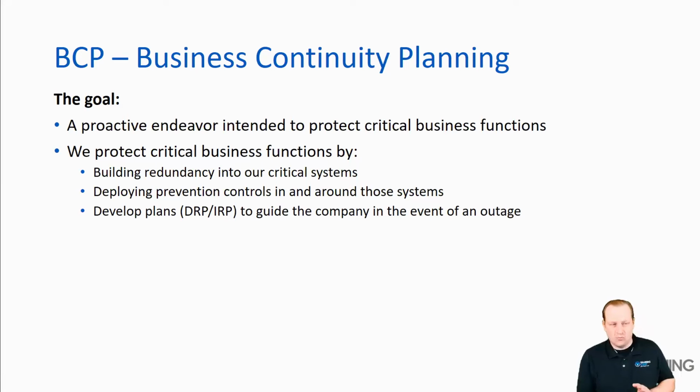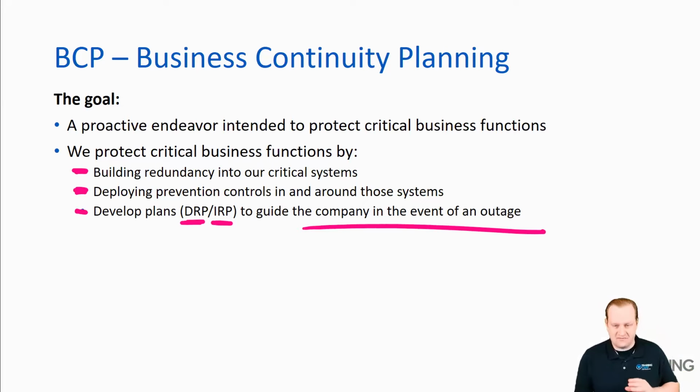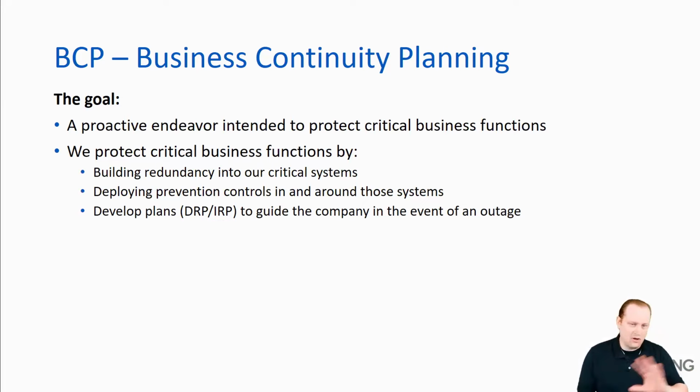We're going to protect critical business functions by building redundancy around those critical systems. We're going to deploy prevention controls in and around said systems, and then we're going to develop those disaster recovery plans or incident response plans to guide the company in the event of an outage. And again, probably to hell with anything that isn't one of the critical functions as far as we're concerned here. Got to keep that heart beating.